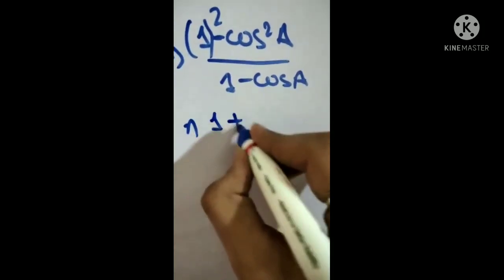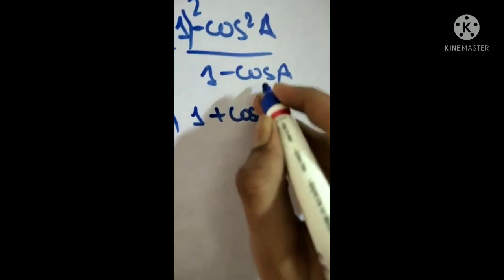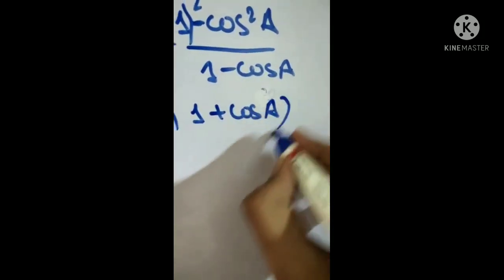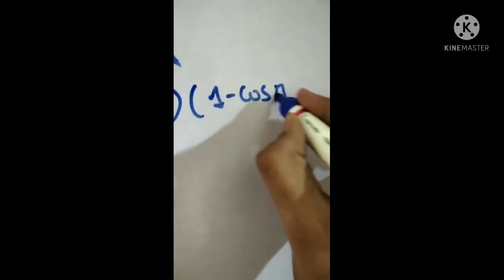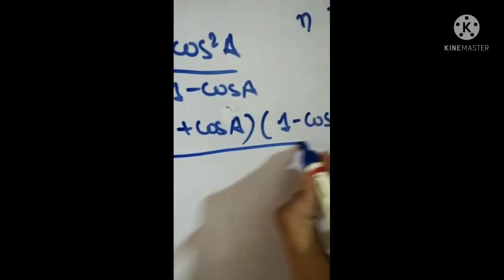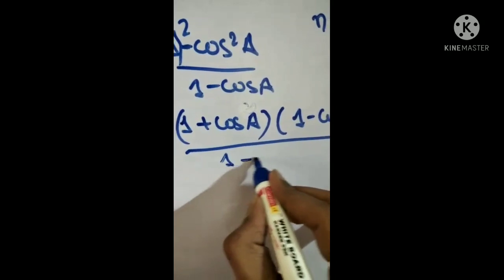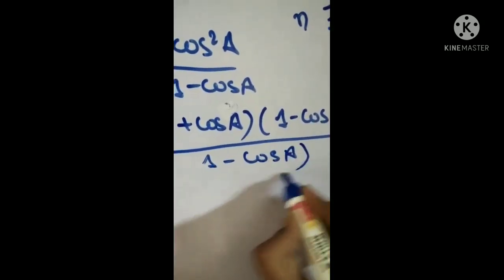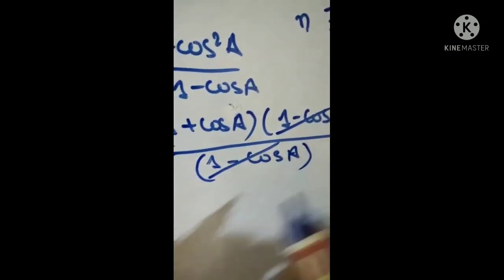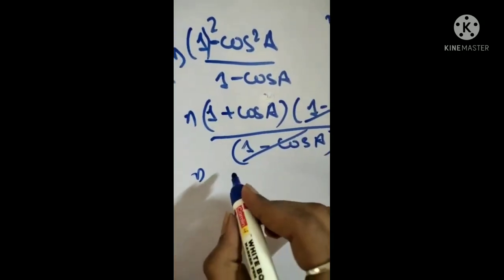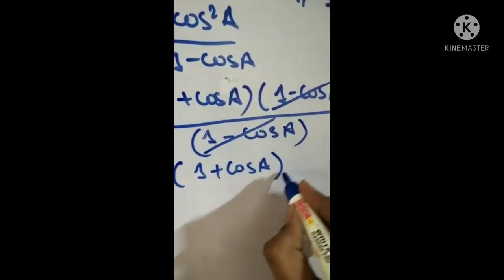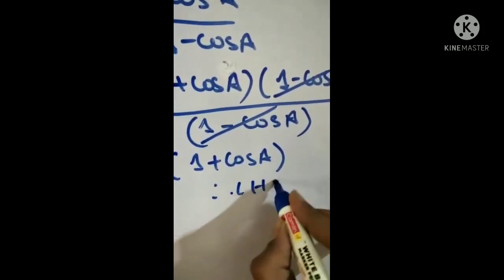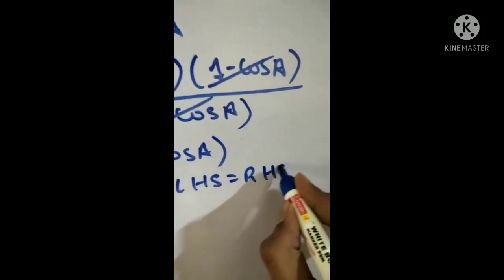That means 1 plus cos A, and A minus B, that means 1 minus cos A. This will be divided by 1 minus cos A. Now see, 1 minus cos A and 1 minus cos A will be cancelled. We will get 1 plus cos A. Hence LHS equals RHS, proved.